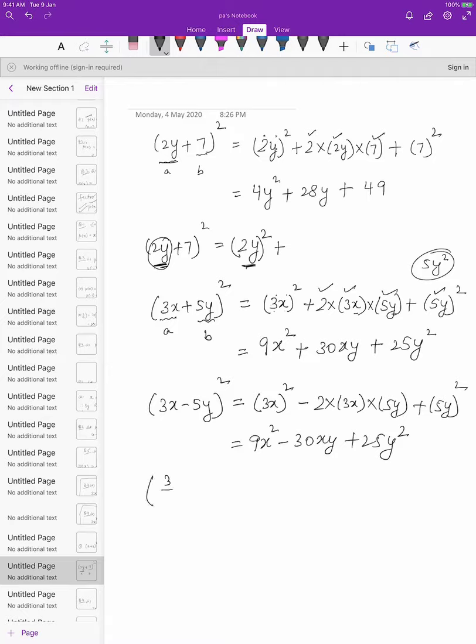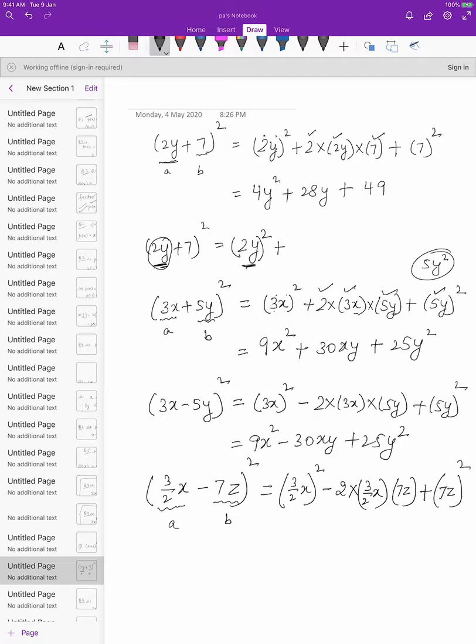Suppose I take one more example, say 3 by 2x minus 7z whole square. So whole square, and it is of the type a minus b. This entire term is a, this entire term can be considered as b. A minus b whole square. So again, first term is 3 by 2x and then put whole square, minus 2 into the first term, which is 3 by 2x, into the second term, which is 7z, plus b whole square. Remember children, our a is 3 by 2x and b is 7z. Don't say that b is minus 7z, because we are using the identity for a minus b whole square.